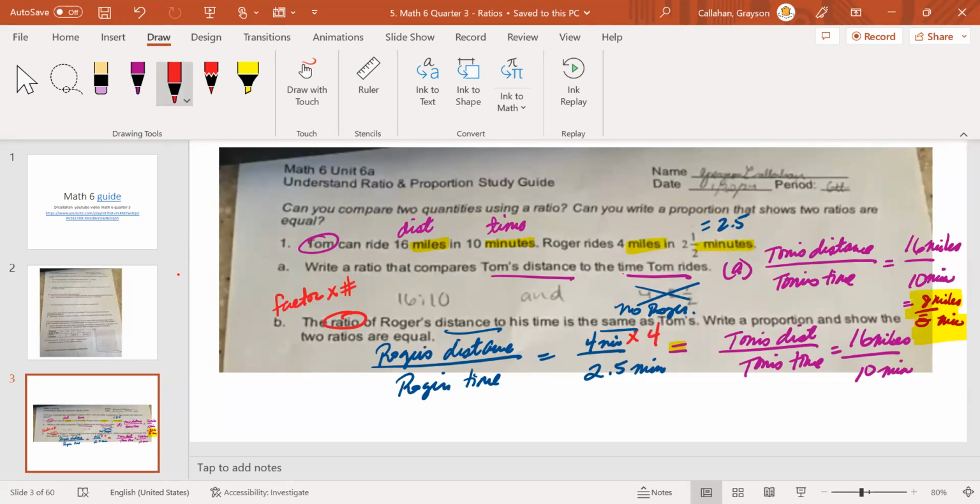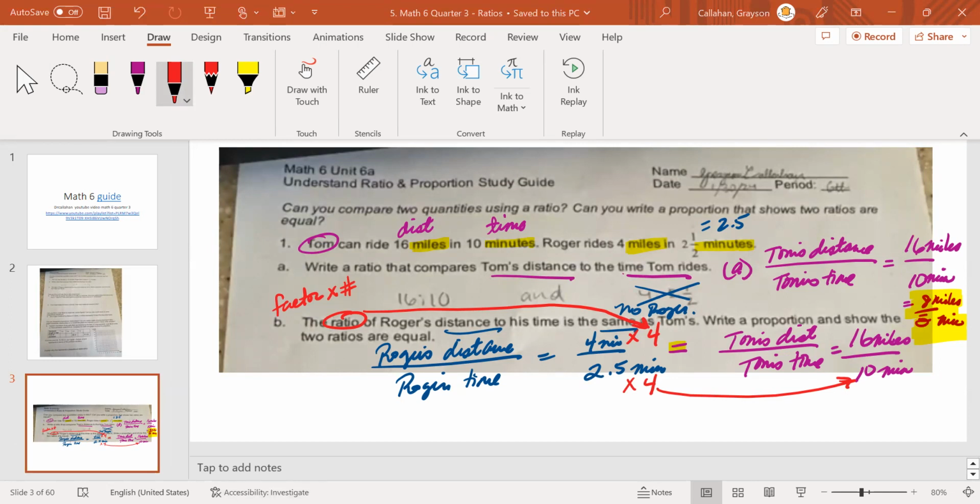4 times 4 gives you 16. 2.5 times 4, you see the ratio right here? This is your ratio, the times 4, okay? 2.5 times 4 also gives you 10. Do you see that? This is what you show. You got to write that down, okay?